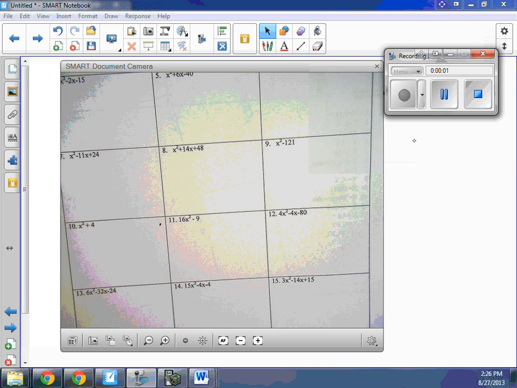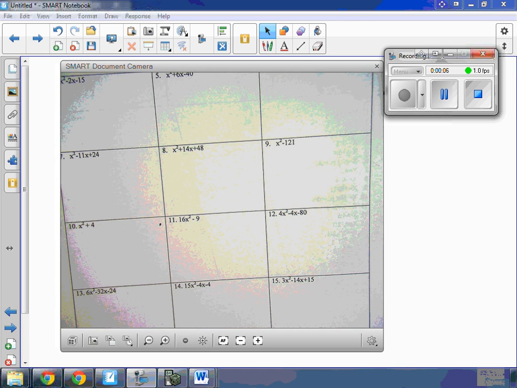So let's take a look at number 9. Number 9 is different from all of the types we did yesterday. What's the difference? It's missing a term, but some of the ones yesterday were missing a term. It's missing an x term. So usually when there were two terms, we could pull something out. But the x and the 121 don't share anything, so we can't factor anything out.